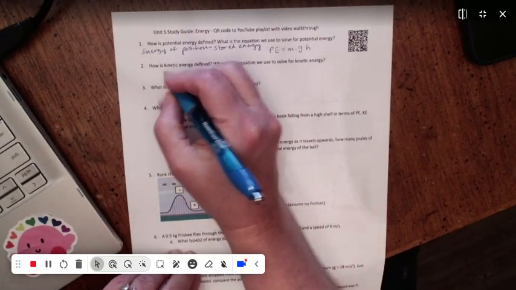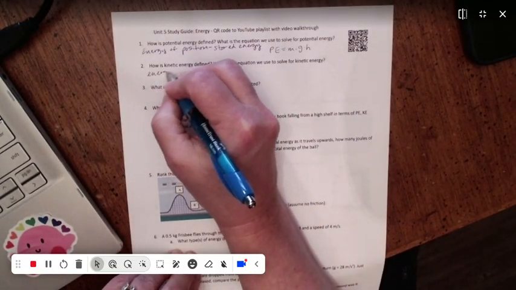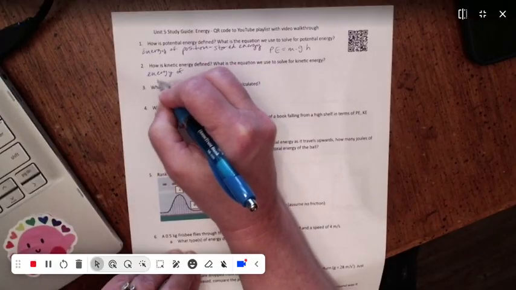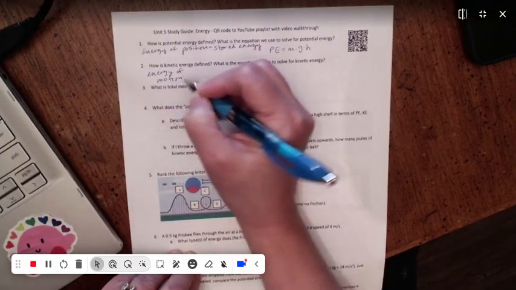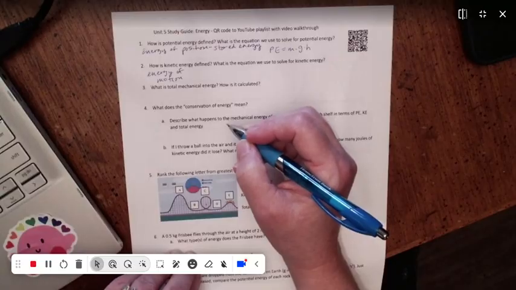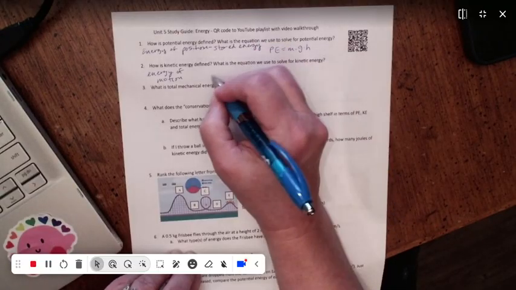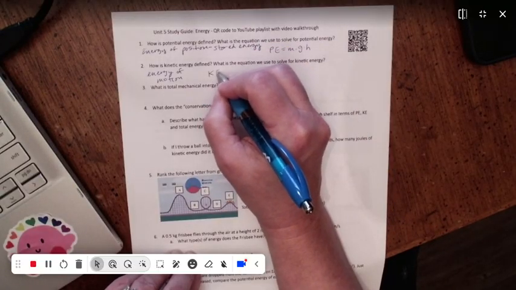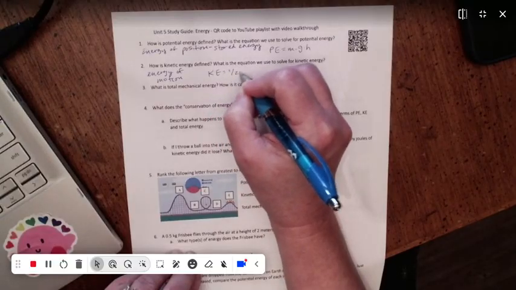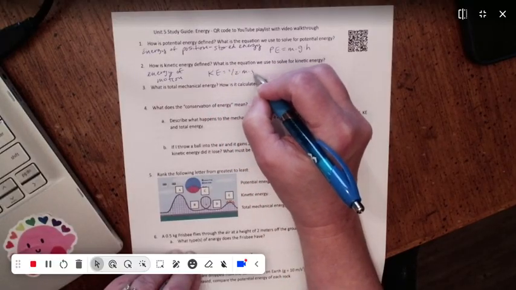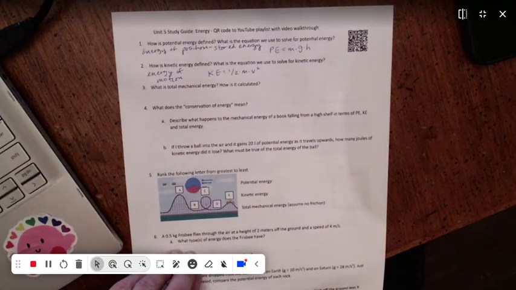How is kinetic energy defined? This is our energy of motion. So you've got to be moving in order to have kinetic energy. And our equation for kinetic energy is 1/2 times mass times velocity squared.